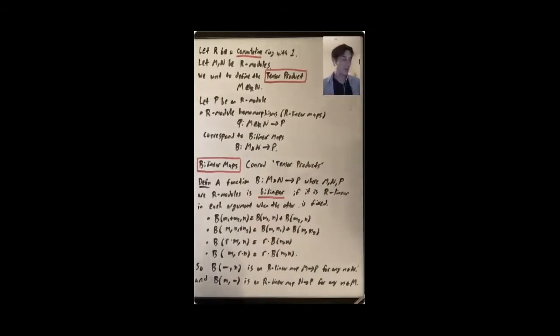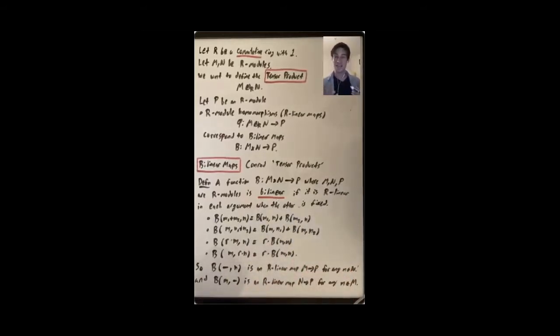All right, so in order to understand why this is such an important property, we're going to talk about bilinear maps. All right, so here I'll give you the definition. A function B from the direct product M cross N to P, where M, N, and P are R modules, is called bilinear if it's R linear in each argument when the other argument is fixed.